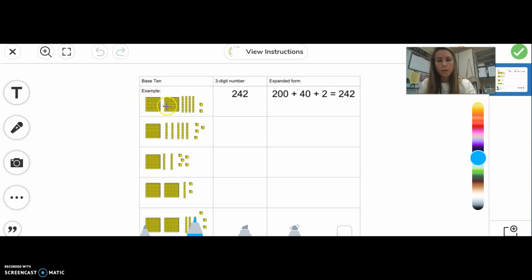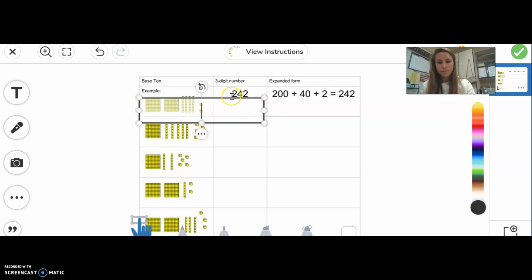You've got a hundreds block and a hundreds block, which is 100, 200, and then you've got your tens rods, 10, 20, 30, 40. And then you've got your ones, 1, 2. So you've got 242. When I write that in expanded form, I write it exactly like I say it: 200 plus 40 plus 2, 242. So I write it out just like I say it.